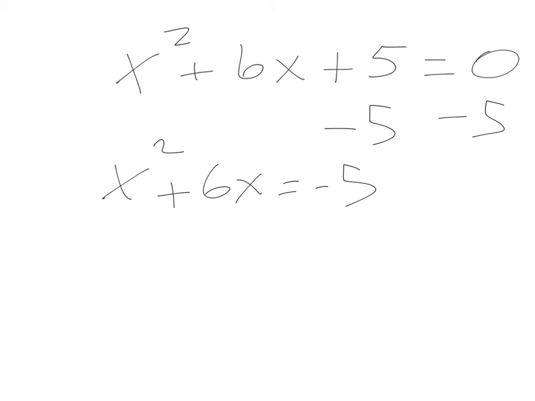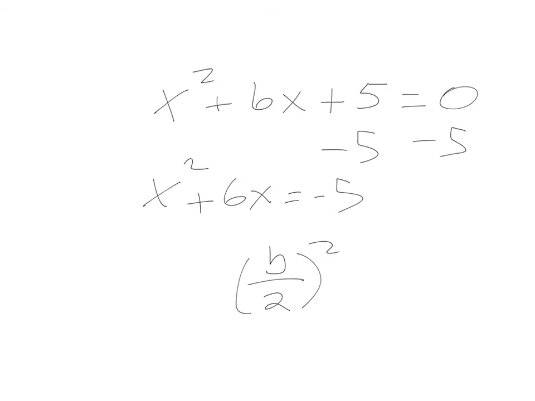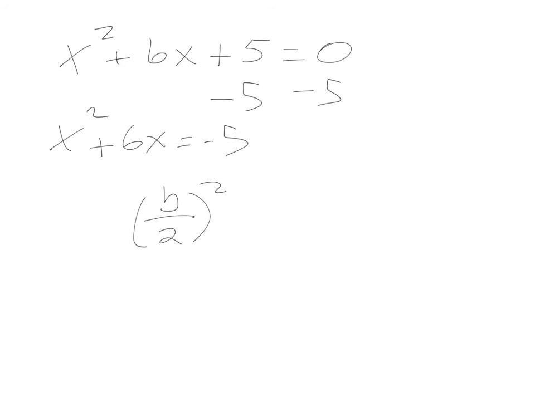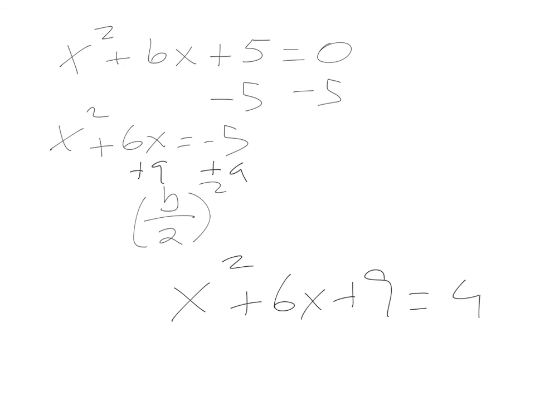Then we have to think to ourselves, okay, x squared plus 6x might be part of a perfect square trinomial. What part? Well, we always follow the same pattern. We take this b coefficient, we divide by 2, and we square it, just like we did in the last one. In this case, b is 6. So 6 divided by 2 is 3. 3 squared is 9. So we're going to add 9 to both sides. So plus 9, plus 9. Therefore, x squared plus 6x plus 9 equals 4.